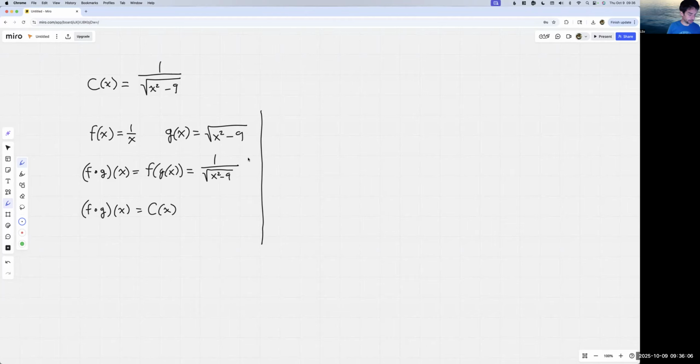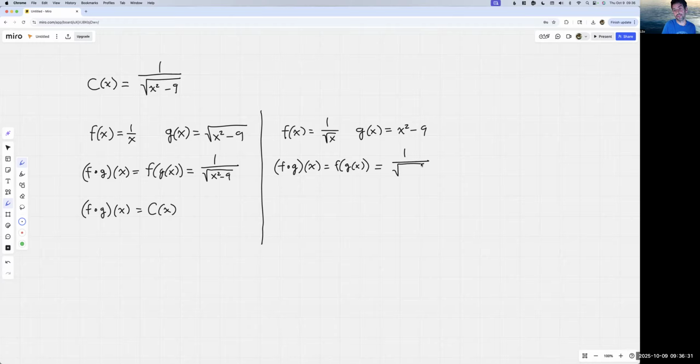We're uncomposing the function. So for example, another way that I could decompose this function is I could think that f of x is 1 over the square root of x, and g of x is equal to x squared minus 9. Now if I do f composed with g of x, or f of g of x, I will end up with 1 over the square root. That's the f part, but we're composing it with this x squared minus 9. And again, this shows us that with these choices, f composed with g of x is the function c of x, right? Those are the same function.